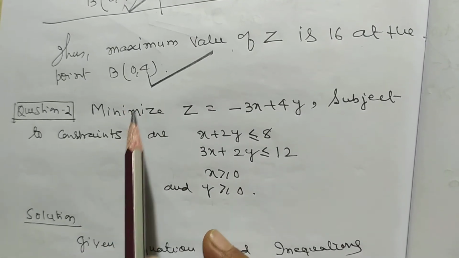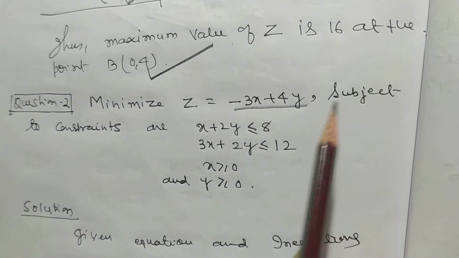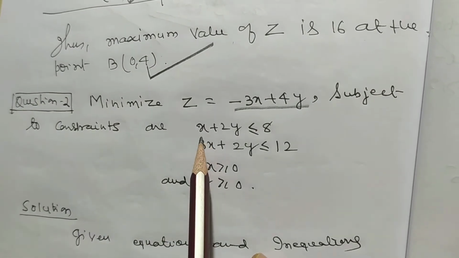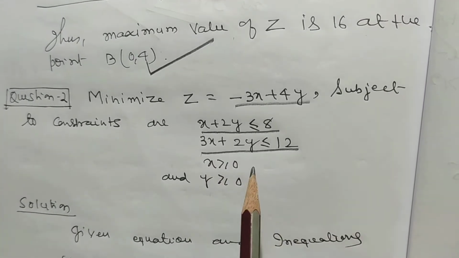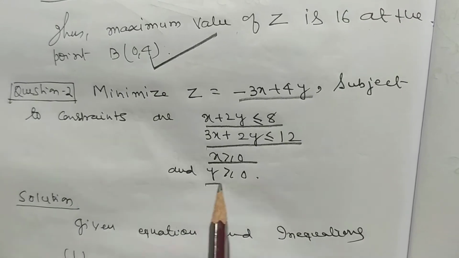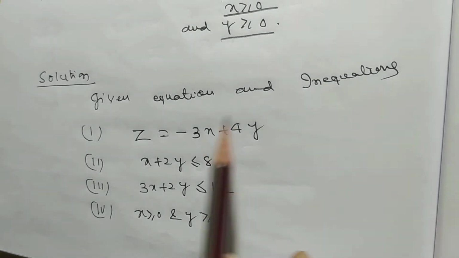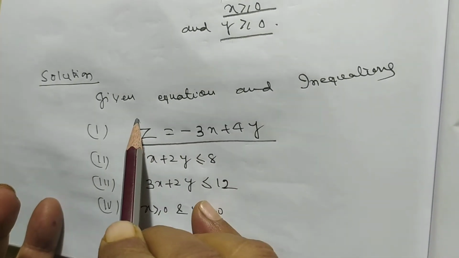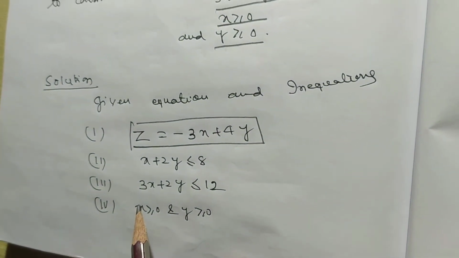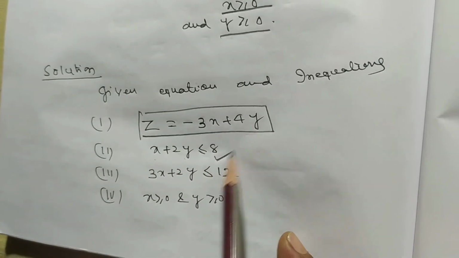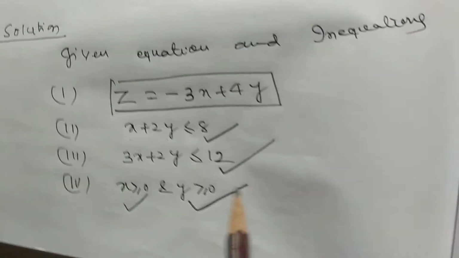B (0, 4). Now minimize Z is equal to minus 3x plus 4y, subject to the constraints x plus 2y less than or equal to 8, 3x plus 2y less than or equal to 12, x greater than 0 and y greater than 0. My dear student, now you write the equation and inequations. Z is equal to minus 3x plus 4y is the objective function. For this you have to find the minimum value.